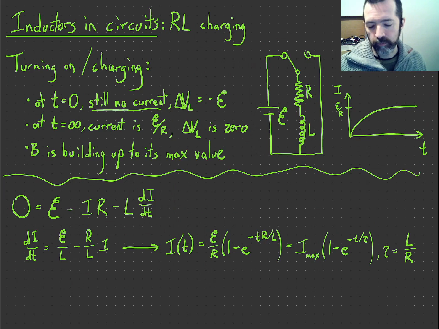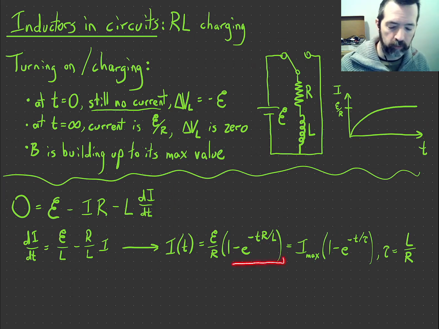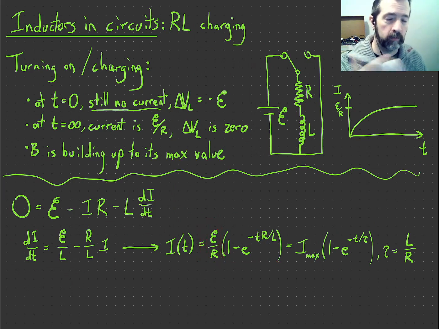So setting this one up to solve or to examine, it's not as obvious that the solution is going to be exponential again, but it still works out to be exponential. It ends up looking just like the formulas we had for RC circuits. You have your maximum value as some sort of a coefficient, and then you have 1 minus e to the negative x. And all the other stuff still applies.